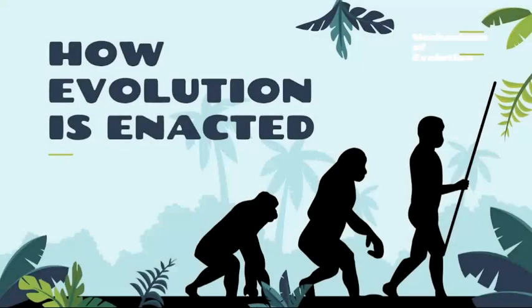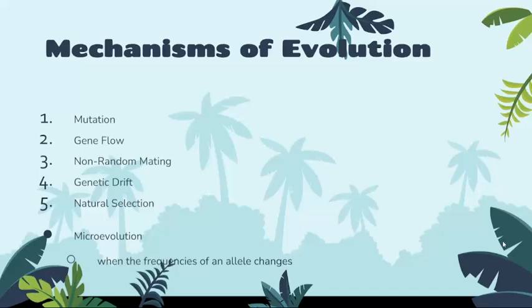Alright, so today's class we're going to dive a little deeper into how evolution is actually enacted. We looked at adaptations and variations, but we don't know specifically how they are developed. So today we're going to be looking at those. We're looking at the mechanisms of evolution, the entire process.